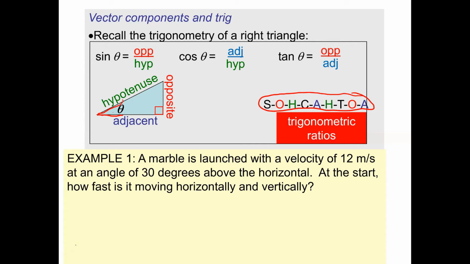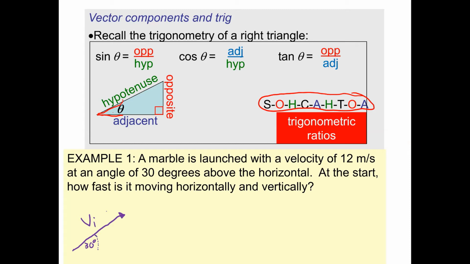So I'm always going to start out with a drawing, and this is really important here. So notice, here's my vector, and I'm going to call it v sub I, because that's my initial velocity, right? And my angle I know is 30 degrees. So I can draw that in like that.